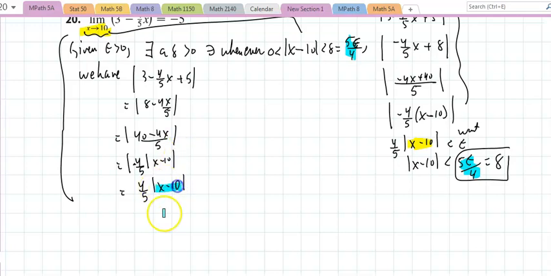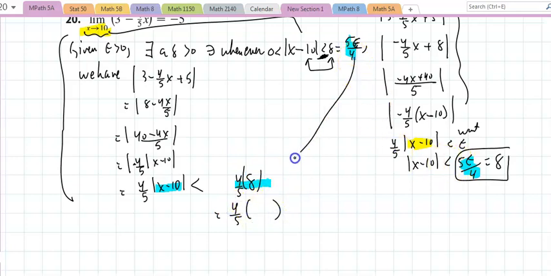And I'm going to take this out. By taking this out, I am able to say this is less than, because delta is bigger than that. Delta is always bigger than that. And that's going to be 4/5 times, and what did we say? We said we want that to be 5 over 4 epsilon, and that would be epsilon. And therefore, the limit as x approaches 10 of 3 minus 4/5 x equals negative 5. That's the official proof.